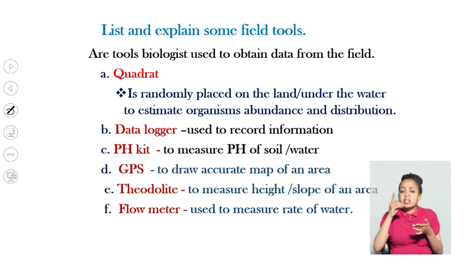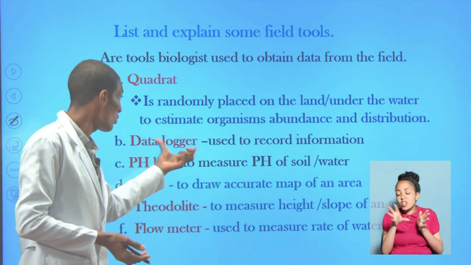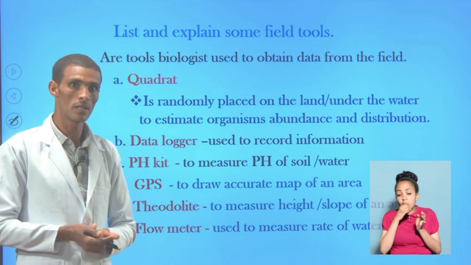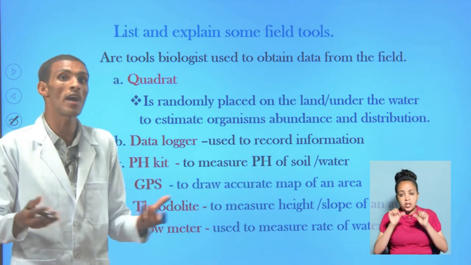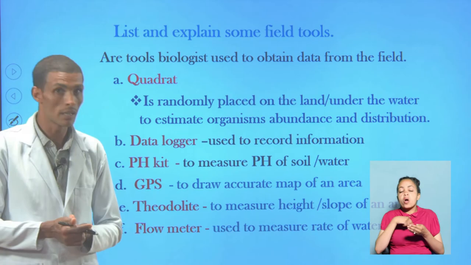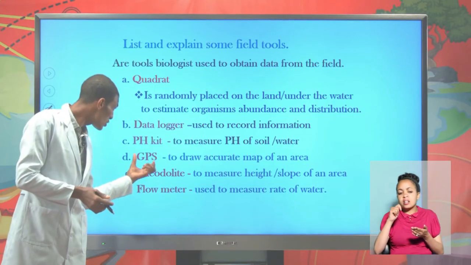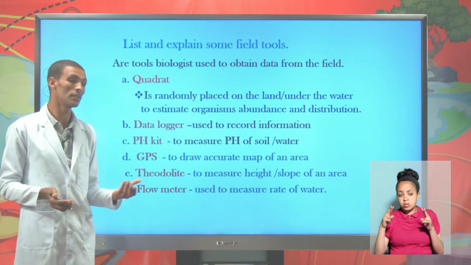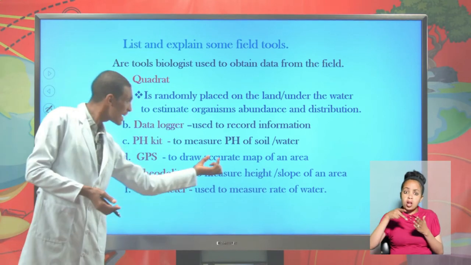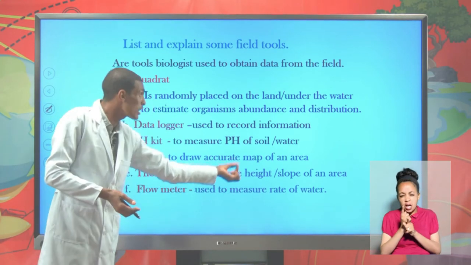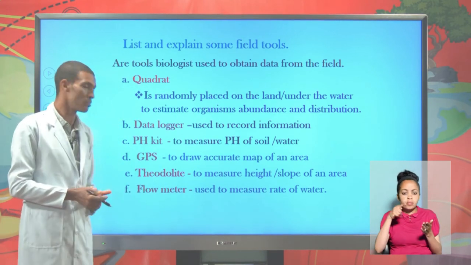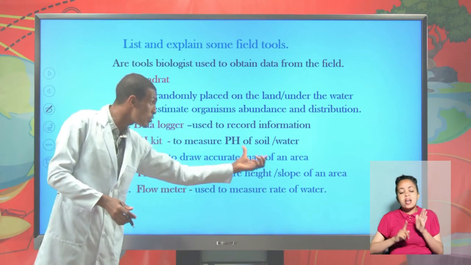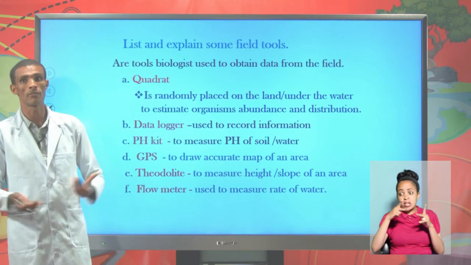Data loggers too are very important in recording data. Data can be collected in a recording manner. pH kits too are very important in measuring the pH of an area from where we are going to take data. The global positioning system, abbreviated GPS, gives an exact or accurate map of an area from where we are going to take data. The theodolite measures the height or slope of an area that we are going to take data from.